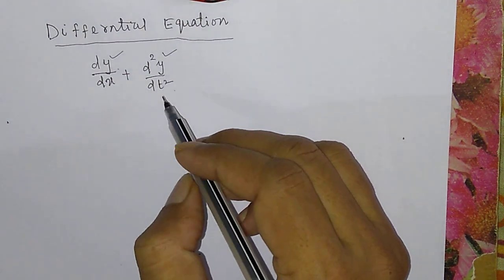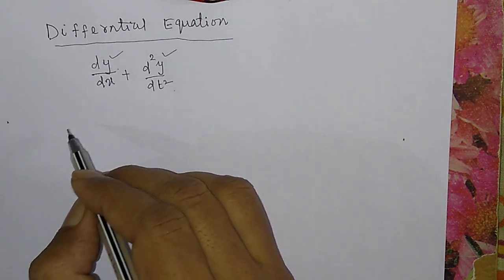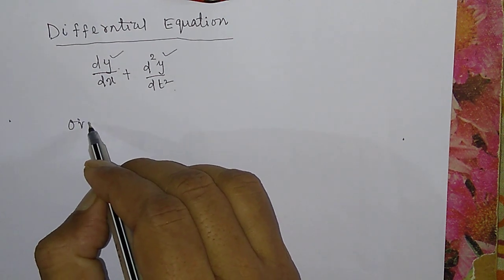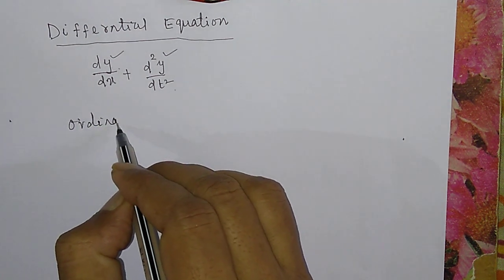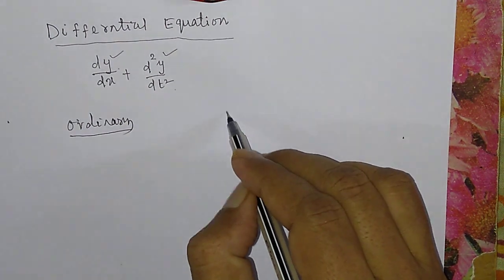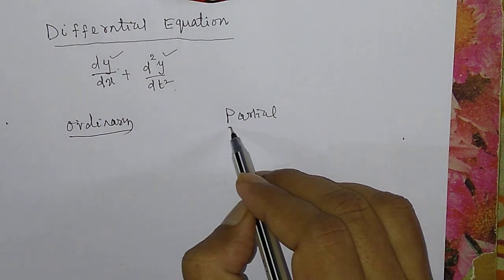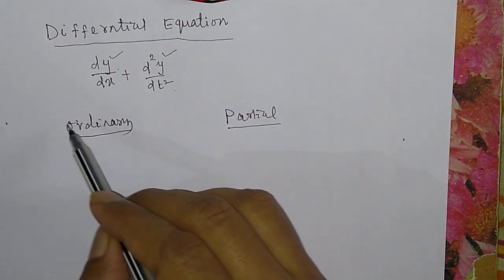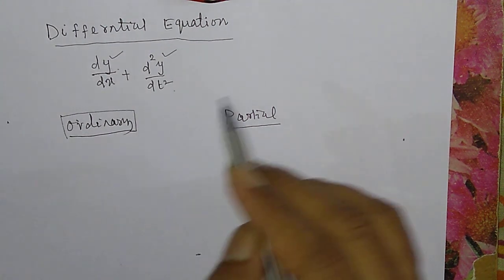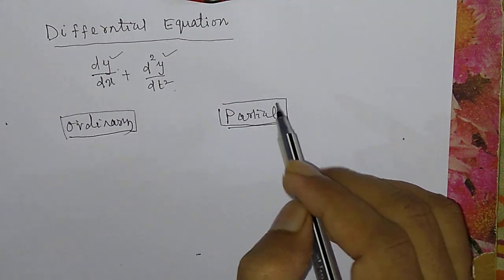We generally divide differential equations into two categories. One is the ordinary differential equation, and the second one is the partial differential equation. Okay, differential equations can be divided into two categories. One is the ordinary differential equation and the second one is the partial differential equation.